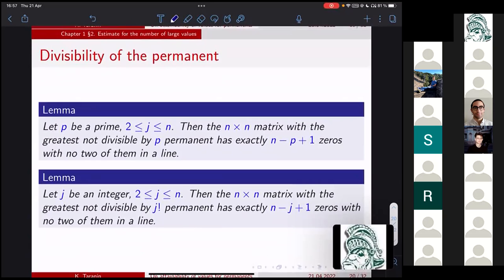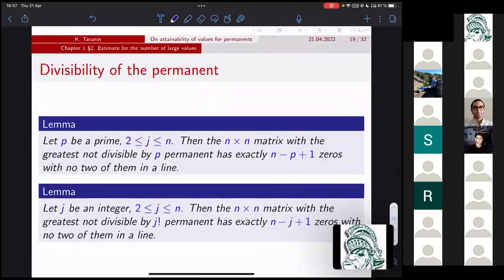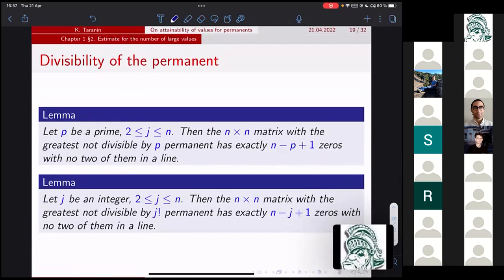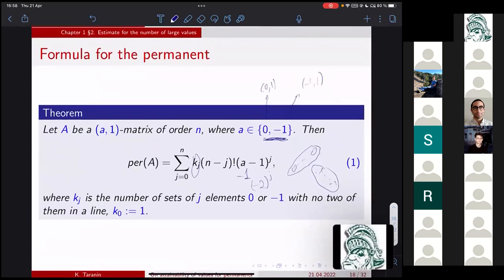Now, how was that formula obtained? This one. So first, I found matrices that have the property that their permanent is the greatest not divisible by either p, if p is prime, or j factorial, if j is not prime. This was done with the help of this formula in turn.